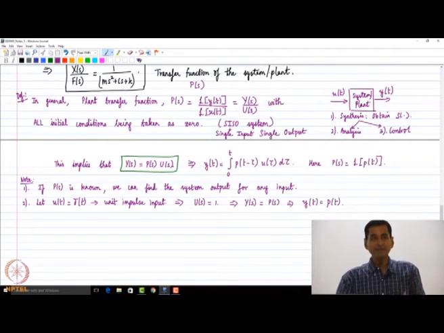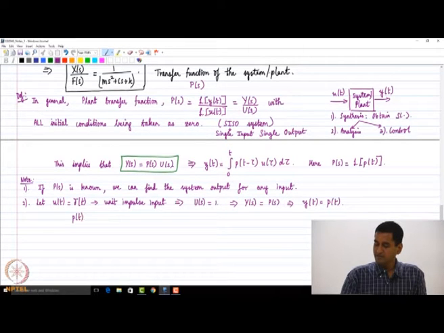So, if you give any input and you calculate the corresponding output, that output is basically called a response, and the adjective can be added which corresponds to the specific input that you are providing. In this particular case, we are providing a unit impulse input to the system. Consequently, the output that we get is what is called the impulse response. So, for that reason, P of t is the impulse response function.